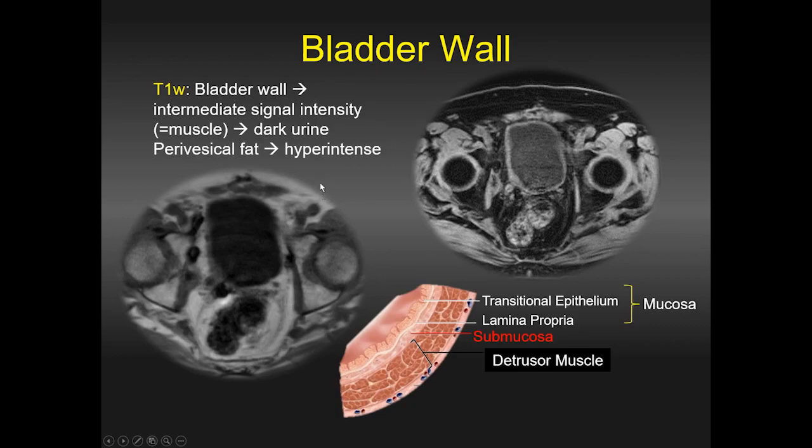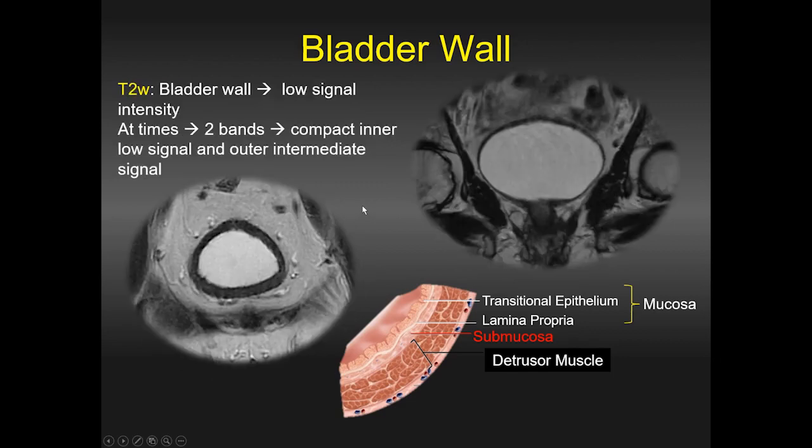If you look at the T1 weighted images, here is an example of a T1 non-fat saturated image, and this is a T1 fat saturated image. So the urine clearly will be dark on T1 weighted sequences, and the muscle, which is better appreciated on the fat saturated images, has similar signal intensity as skeletal muscle in the pelvis. So that's what it looks like on T1.